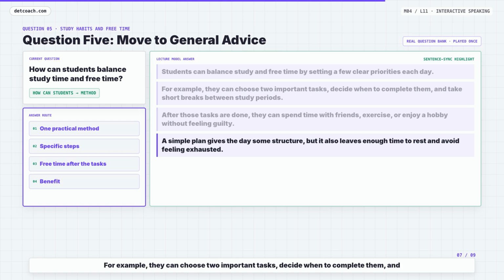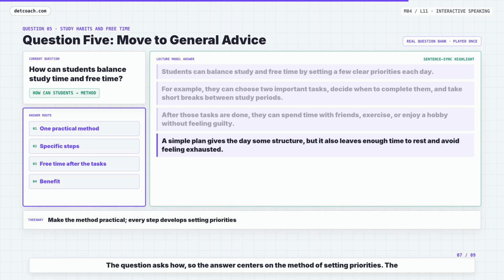For example, they can choose 2 important tasks, decide when to complete them, and take short breaks between study periods. After those tasks are done, they can spend time with friends, exercise, or enjoy a hobby without feeling guilty. A simple plan gives the day some structure, but it also leaves enough time to rest and avoid feeling exhausted.